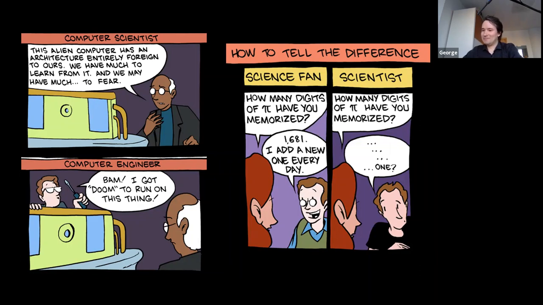artificial intelligence safety, because it's pure philosophy and stuff like that, and quite often we get to the point where a computer scientist says: this alien computer has an architecture entirely foreign to ours. We have much to learn from it, and we may have much to fear. If you read articles written by those people, they usually sound very nice, but they have nearly zero information about what you can do with it. And a computer engineer is like, bam, I got Doom to run on this thing. So you just get things done.